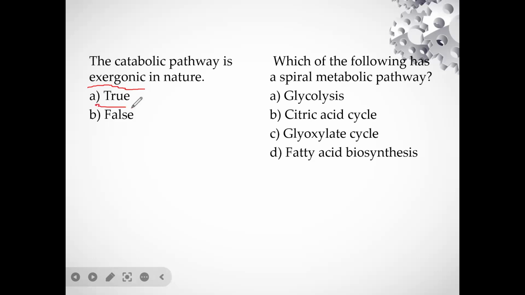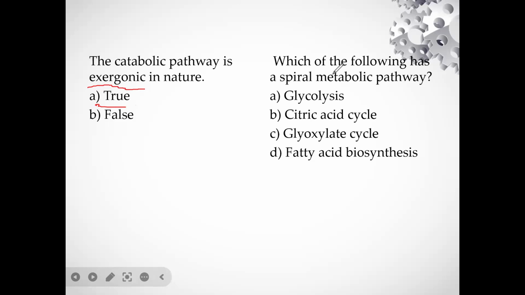But in the case of anabolism, it is endergonic, because during an anabolic process, smaller molecules join together to generate a larger one. In the process where smaller molecules are assembling themselves, they utilize energy, they consume energy. That's why they are called endergonic. So anabolism is endergonic, while catabolism is exergonic.